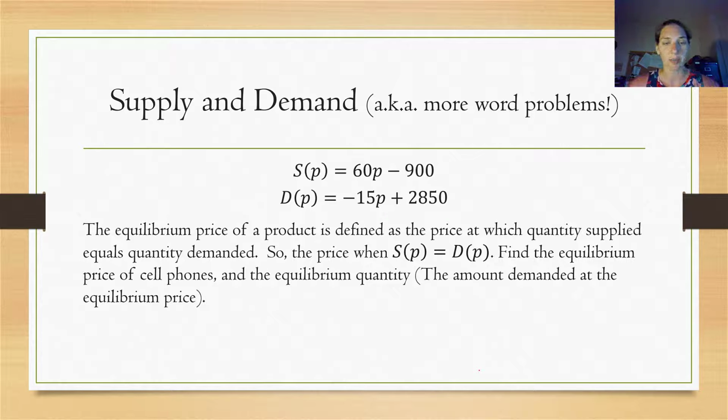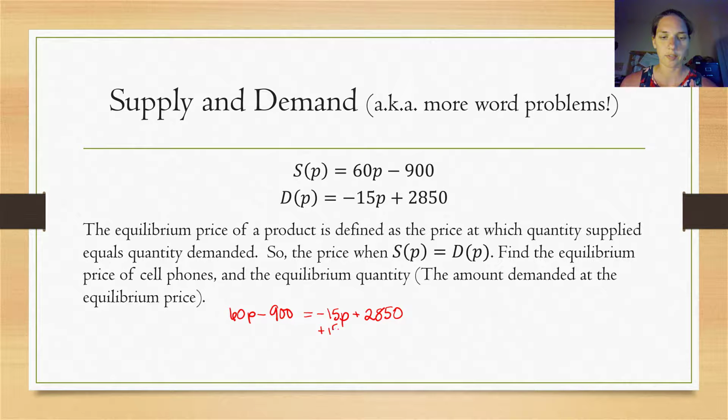The equilibrium price obviously will be P. The equilibrium quantity will be either S of that P or D of that P. I guess we use D since it says the amount demanded at equilibrium price. So equilibrium just means they need to be equal. 60p minus 900 equals negative 15p plus 2850.